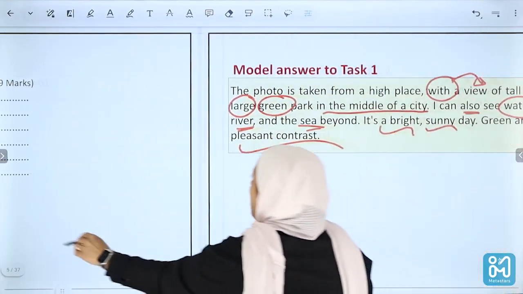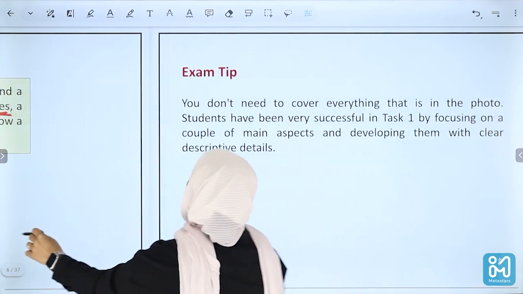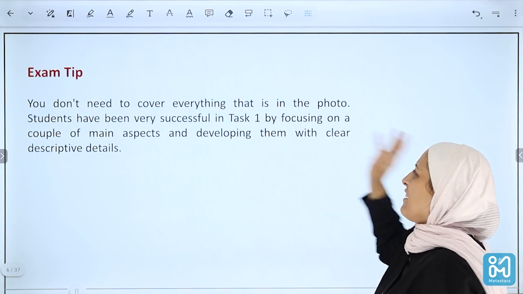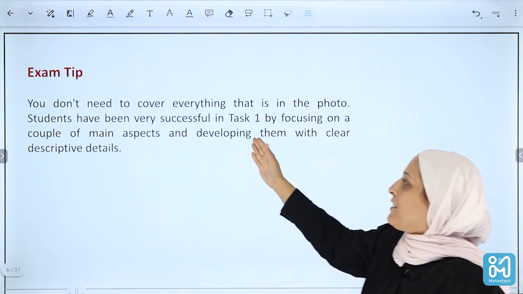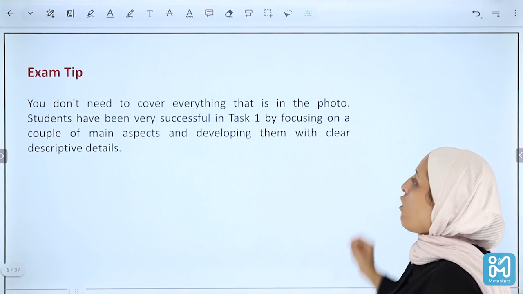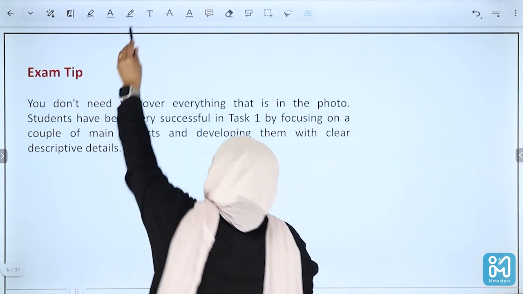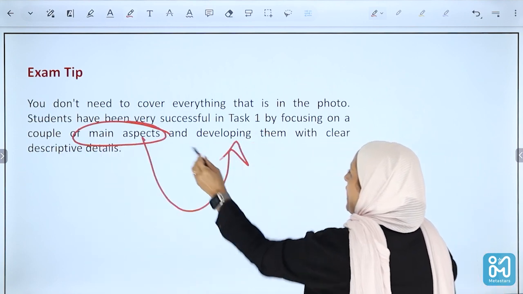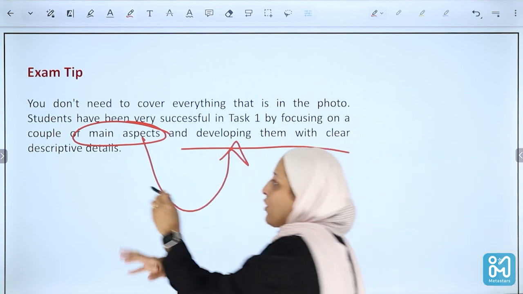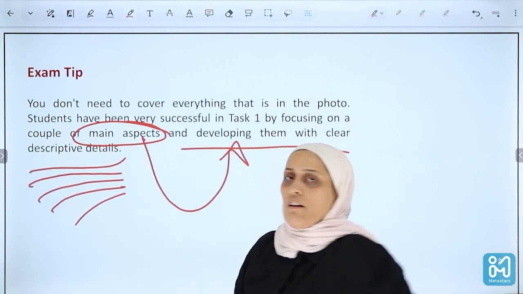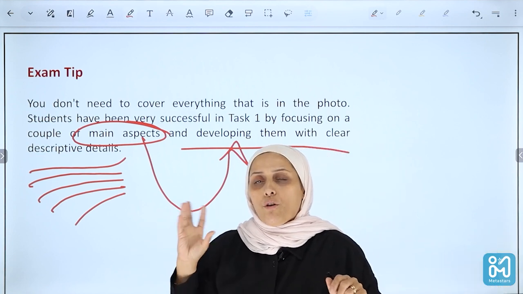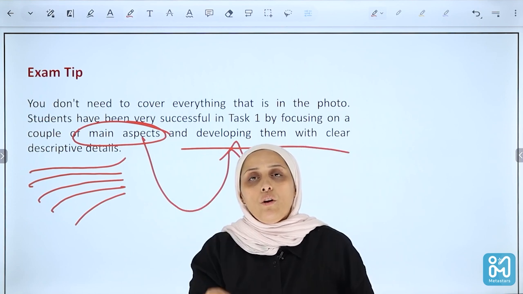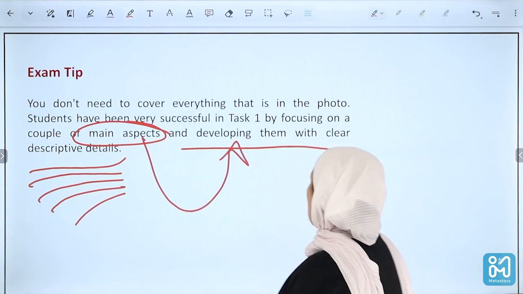Okay, so what is the exam tip? You don't need to cover everything, as I told you, that is in the photo. Students have been very successful in task 1 by focusing on a couple of main aspects and then developing them with clear descriptive details, because they are asking you to describe, so your paragraph must include descriptive details.